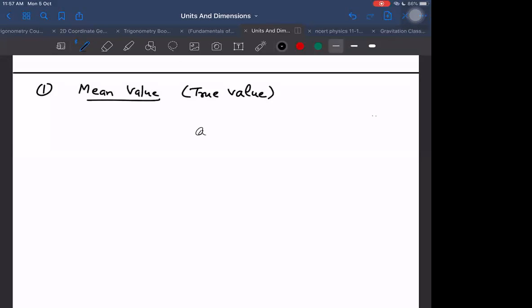If I have a quantity A, and I am measuring it n number of times, each time I end up measuring it as A1, A2, A3. Then I will say sigma Ai divided by how many times I am measuring this quantity, n times, divided by n. That will be the mean value of the measurement. This mean value of the measurement I will call the true value.